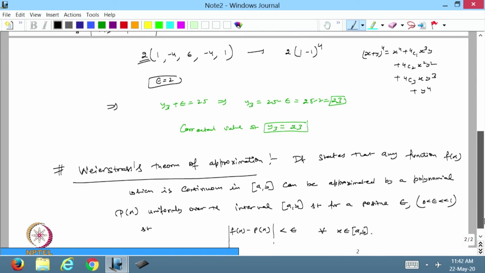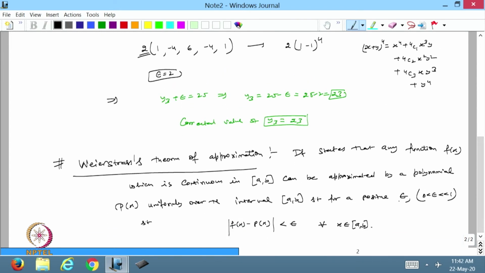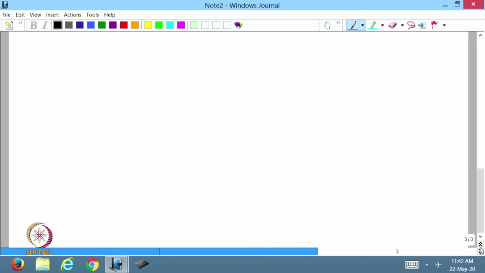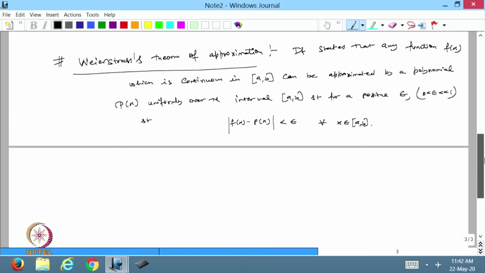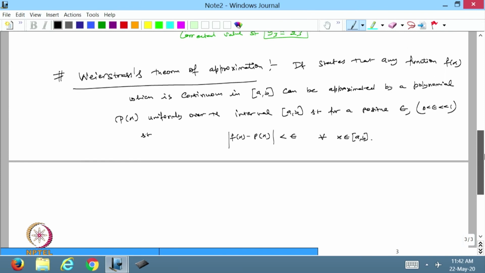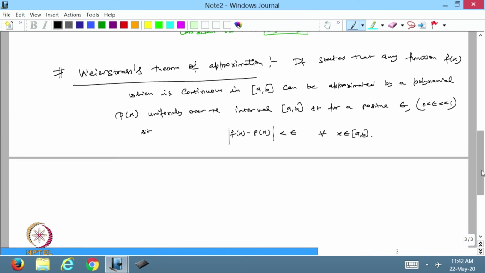So, in this case everything depends upon how small the epsilon I am taking. If I choose a very small epsilon, then the polynomial will be of higher degree, and then this difference can be made less than epsilon based on the value of the given epsilon. So, that is the Weierstrass theorem of approximation. Now, we will use this theorem later on.